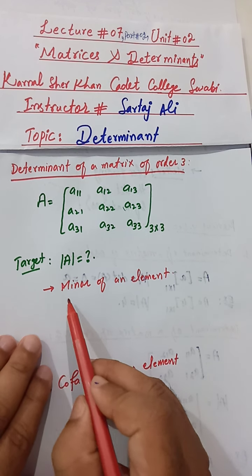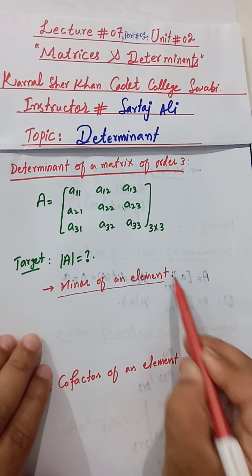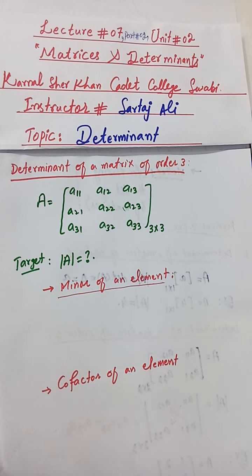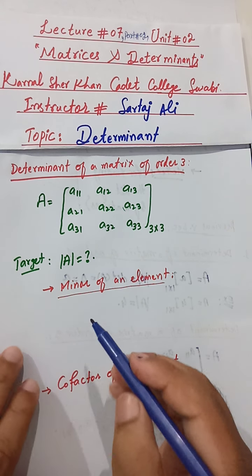Minor of an element. Remember that each element of a square matrix has some minor and some cofactor. So minor is a number, and cofactor is also a number, which is associated with each and every element of a matrix. So what is the formal definition of a minor?